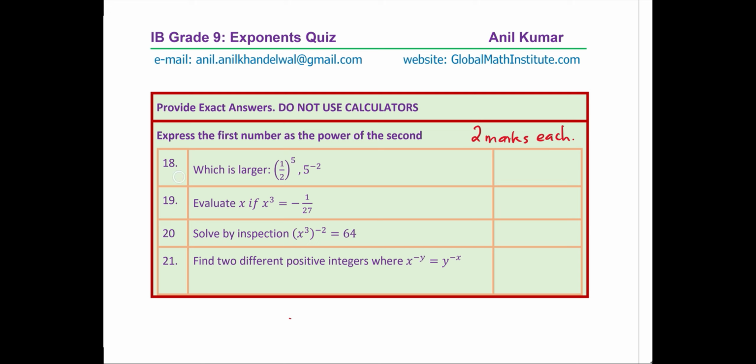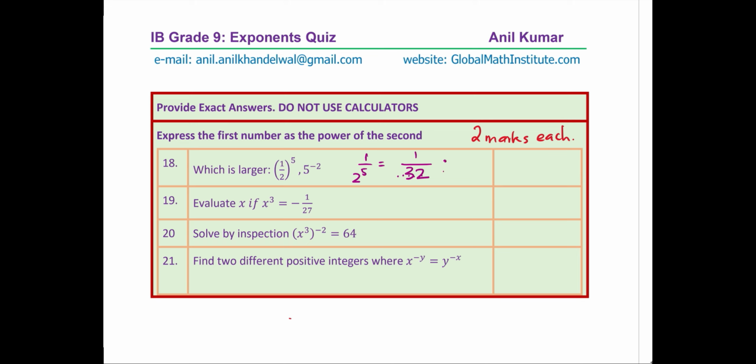We have question number 18: which is larger, 1 over 2 to the power of 5 or 5 to the power of minus 2? It's a good idea to calculate the values, right? So 1 over 2 to the power of 5 is equal to what? 2 to the power of 1 is 2, then 4, 8, 16, and 32. So we have this as 1 over 32.